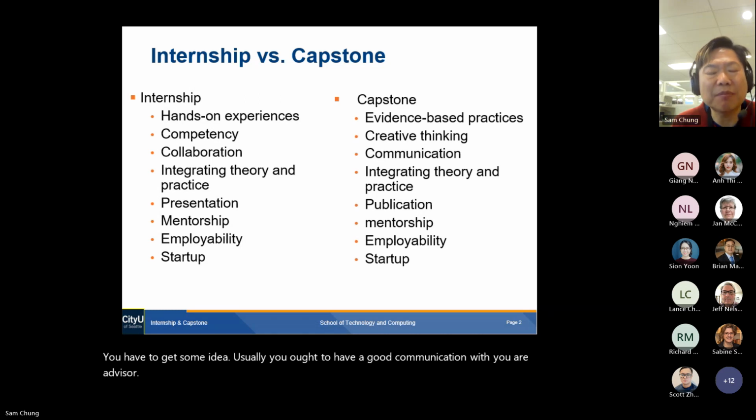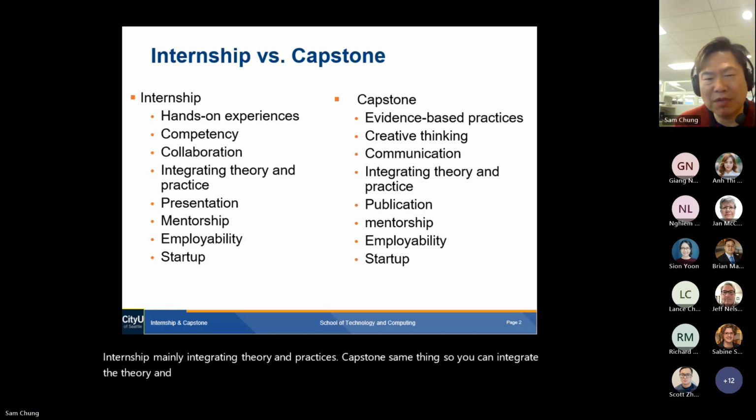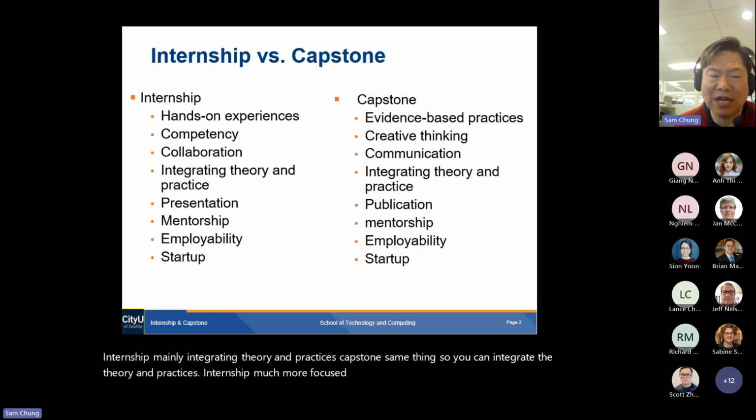Internship, mainly integrating theory and practice. Capstone, same thing, so you can integrate the theory and practice. Internship is much more focused on presentation. When you are done, you have to present yours to your supervisor. Capstone, you are writing a report. It focuses on publication.